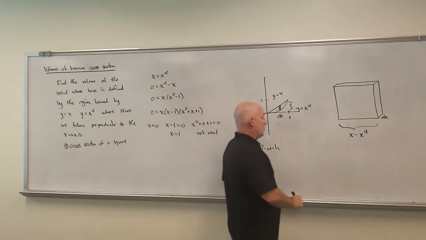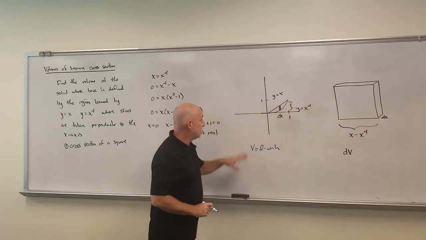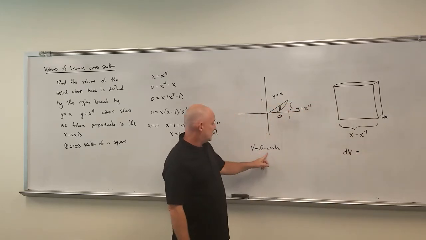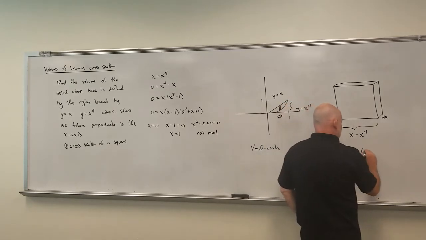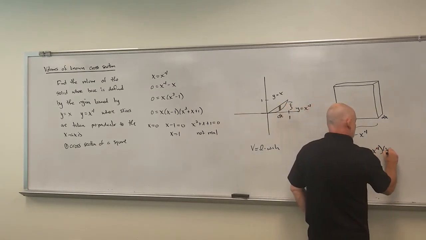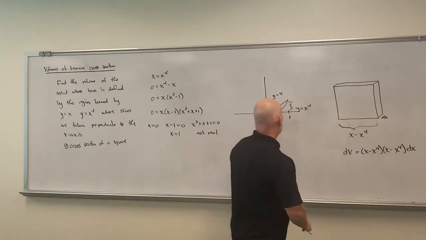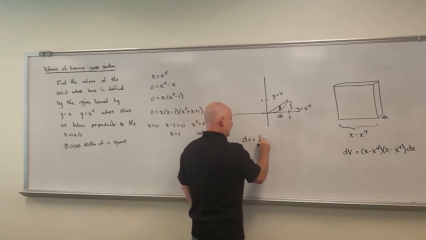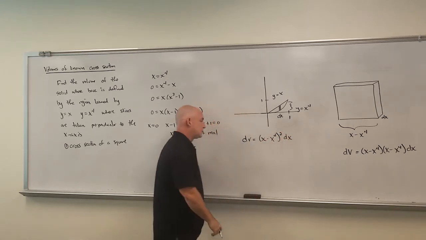So what would the little piece of volume be? I'm going to call this dV, right? A tiny piece of the entire volume would be equal to length times width times height. Since this is a square, that's x minus x to the fourth, x minus x to the fourth, dx. That would be x minus x to the fourth squared dx.